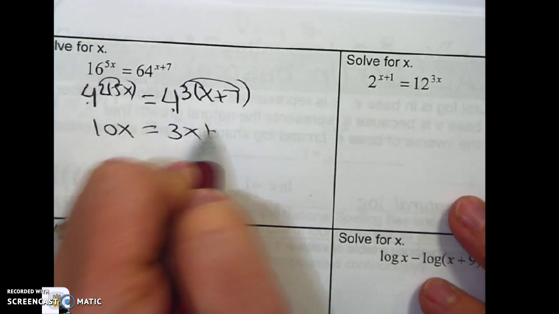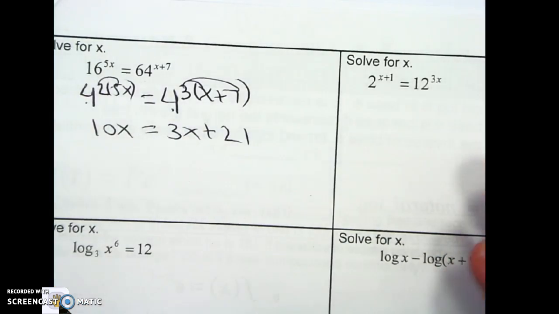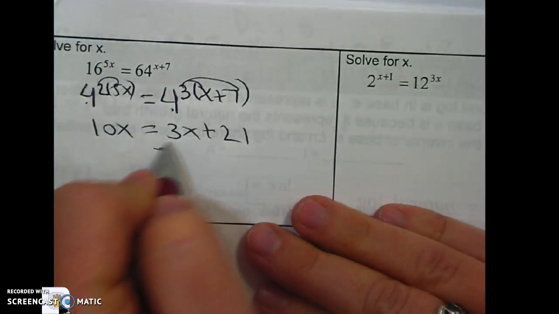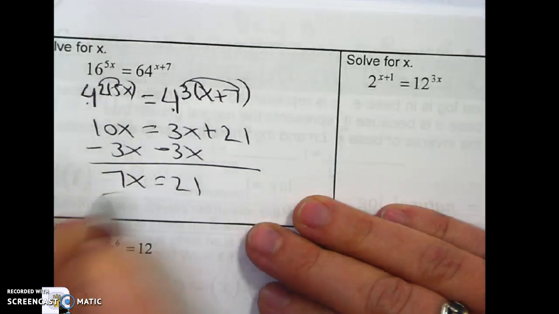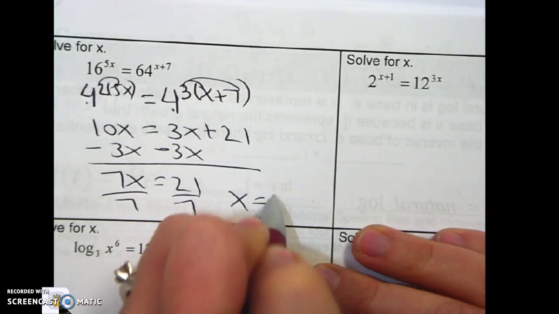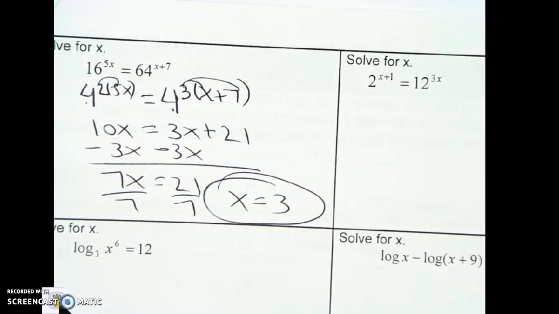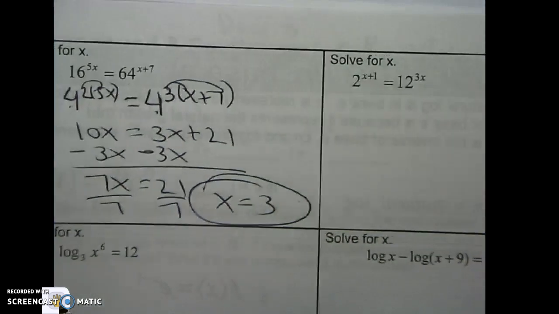Don't forget to distribute it to both. Common mistake, you're just going to write 3x plus 7. Now solve for x. X equals 3. Okay, I didn't need logs for that. There were no logs needed. It was all exponents, so it was great.